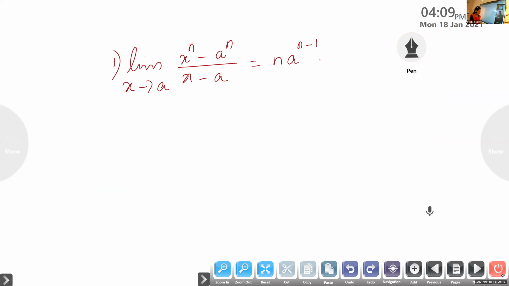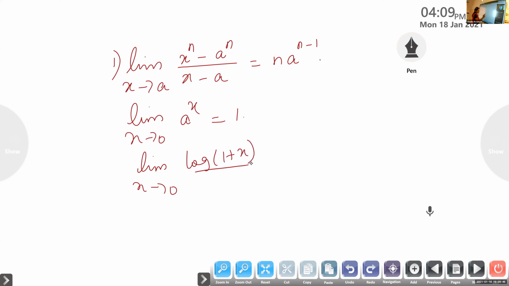Then what is the next one we have learned? In terms of log, and in terms of e raised to x, we learned formulas. Limit x tending to 0, a raised to x is 1. When you put x is 0, anything raised to 0 is 1. Then limit x tending to 0, log of 1 plus x by x is 1.